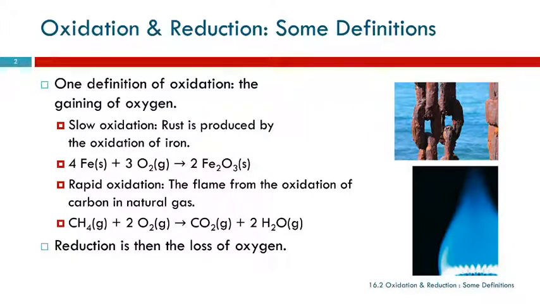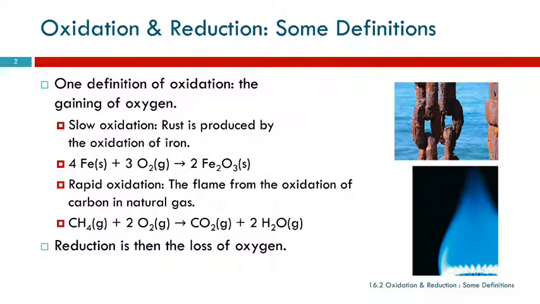We've talked about oxidation and what they are in an earlier chapter. I think it was chapter 7. Another definition of oxidation is the gaining of oxygen, and I believe that's where the term oxidation originally came from. When something reacts and gains oxygen, that's an oxidation. An example of a slow oxidation is rust. Rust is produced by the oxidation of iron. So iron metal reacts with oxygen to form rust.